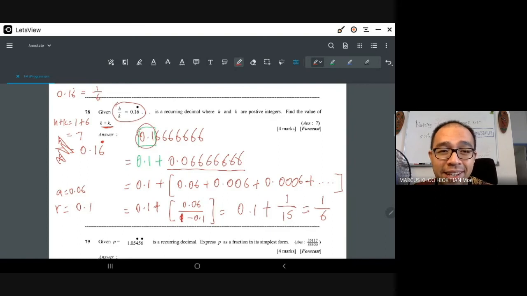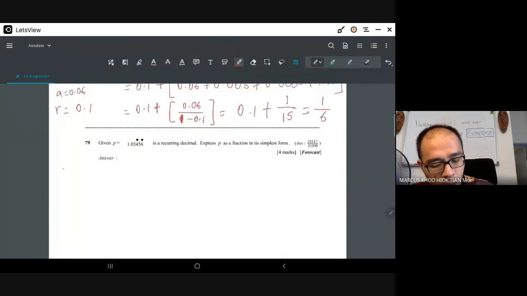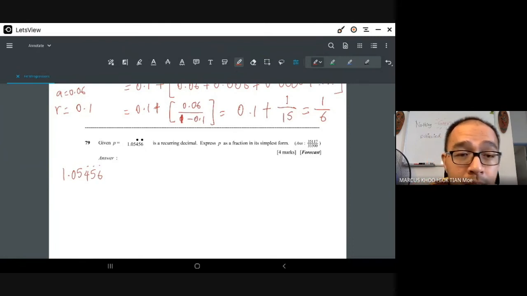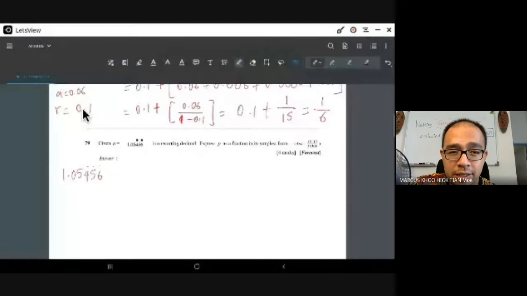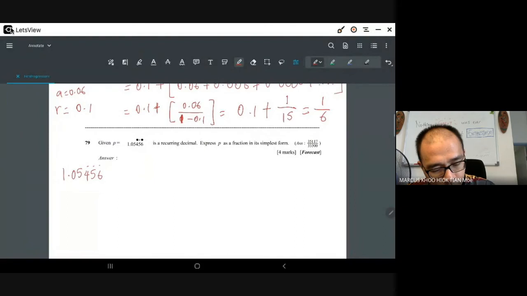It's quite interesting. Let's try this. This is 1.05456, and then only this 3 is dotted. Oh, sorry, hold on. Sorry, everyone. There is supposed to be a dot over the 456. So actually, even the 5 is supposed to be dotted. So if your module didn't have this one, please correct it. So the 456 is repeated.